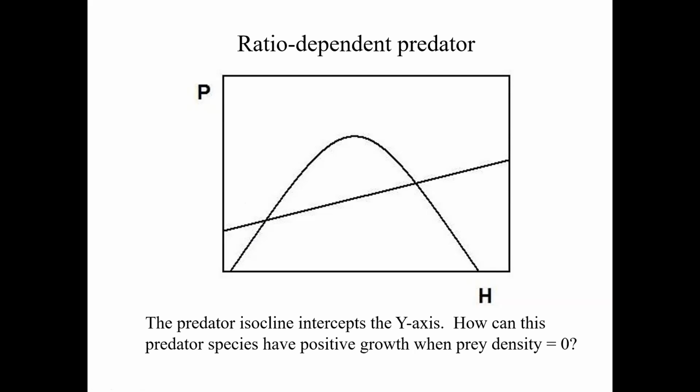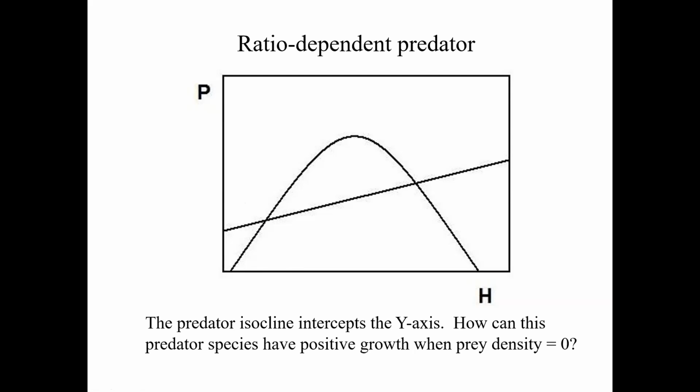They have more than one prey. This is a switching predator. It has more than one prey. And so it's perfectly possible for a predator to have positive population growth, even when one of its prey is absent. Now, there's something interesting about this, and you have to sort of notice it.